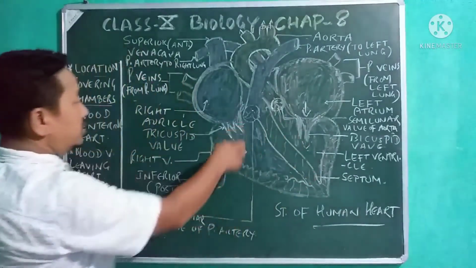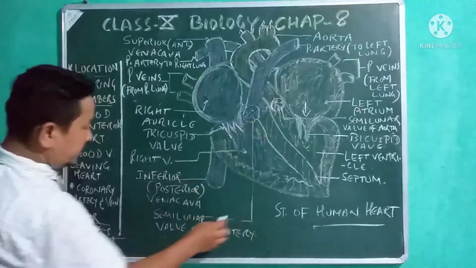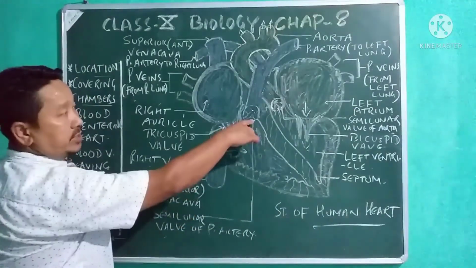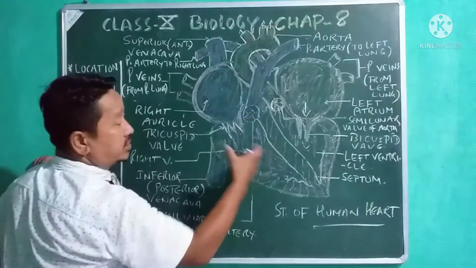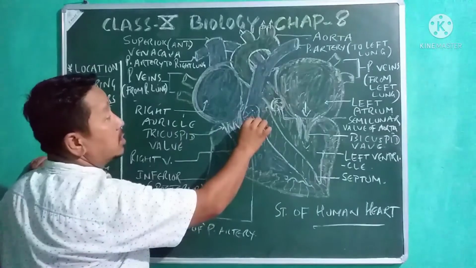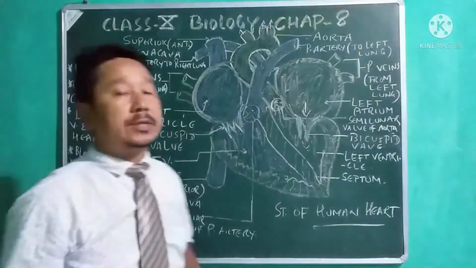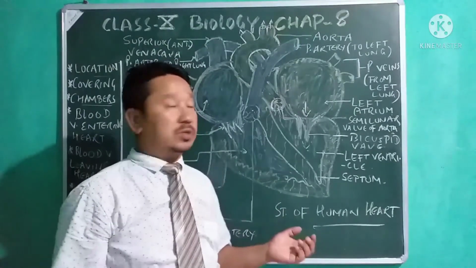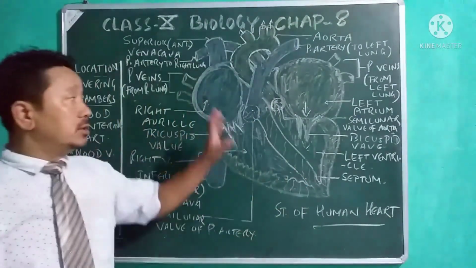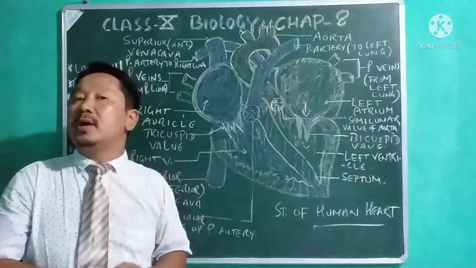Similarly, another valve is here, called the semilunar valve of the pulmonary artery. Same thing here. When this region is contracted, the impure blood flows through here to the right lung and the left lung, so that blood will not flow back downward. So the function of the valve is to allow the blood to flow only in one direction.